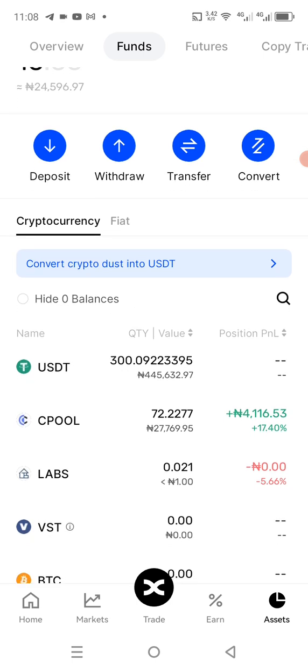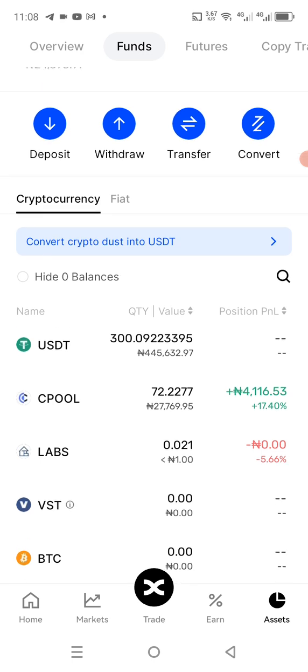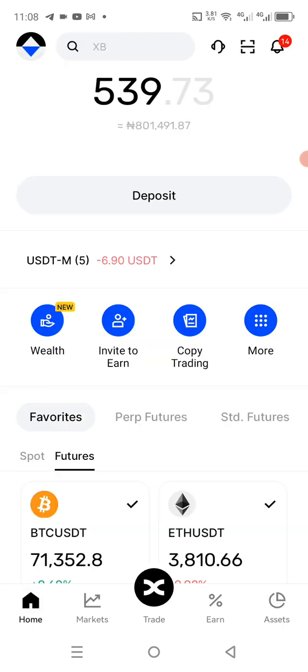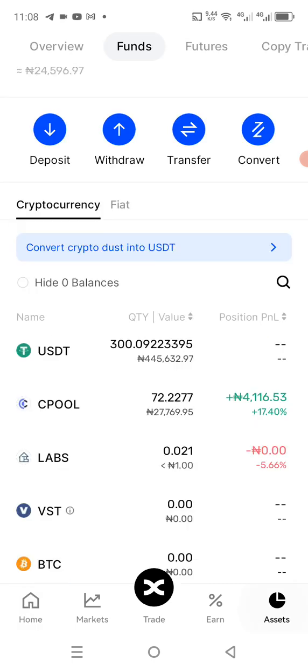As you can see on my funding now, I have 300 USDT on my funding wallet. So this money has not entered my features wallet. Remember, I told you this is the homepage, this is assets.